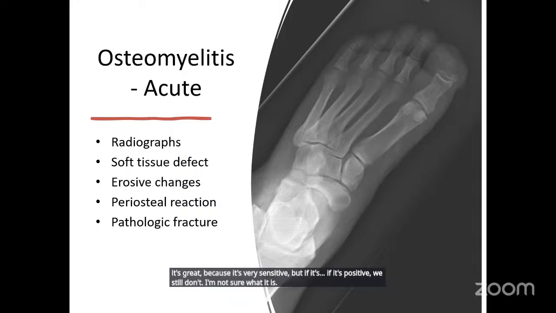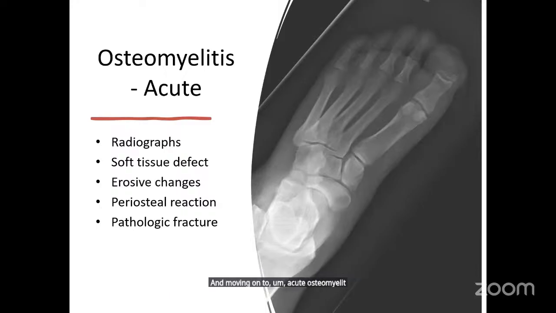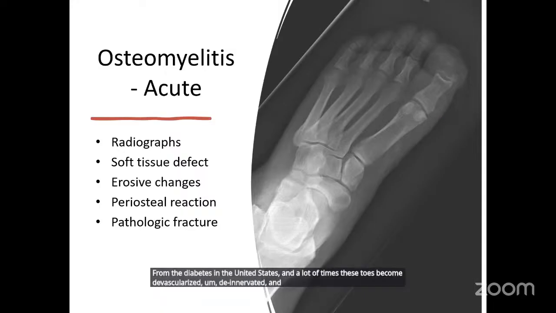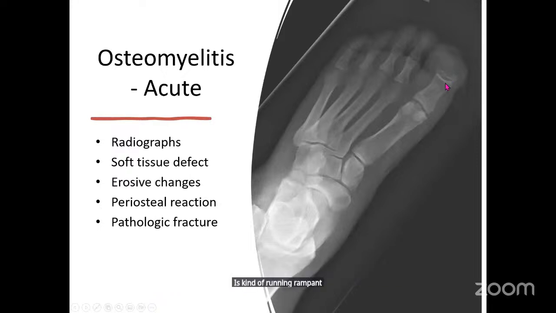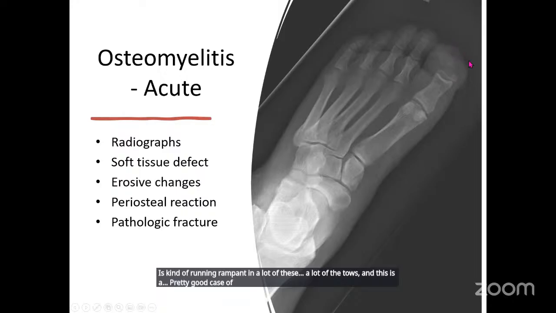And moving on to acute osteomyelitis, this is our most significant finding usually. It's in toes frequently. Like I said, we have a problem with diabetes in the United States, and a lot of times these toes become devascularized and denervated, and so infection is running rampant in a lot of the toes. And this is a pretty good case where there's an ulcer, and subjacent to the ulcer, you have erosive changes of the bone.